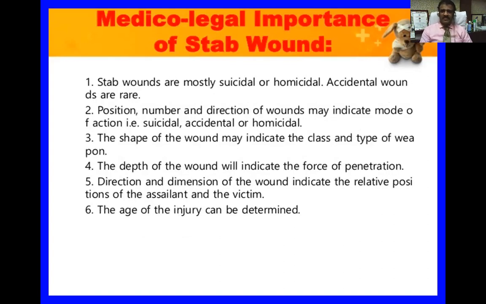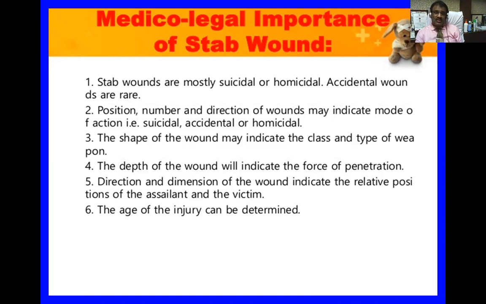What is the medico-legal importance of stab wounds? Stab wounds are mostly suicidal or homicidal because even though it is a grave injury, if I use this tocha and if I hit it in my stomach or on my heart, I can kill myself. Similarly, I can kill another person with this, homicidal. Accidental stab wounds are quite rare. Different story here. Position, number, and direction of wounds may indicate mode of action.